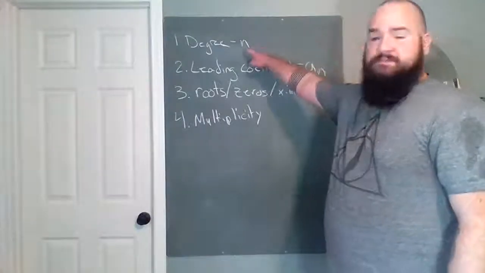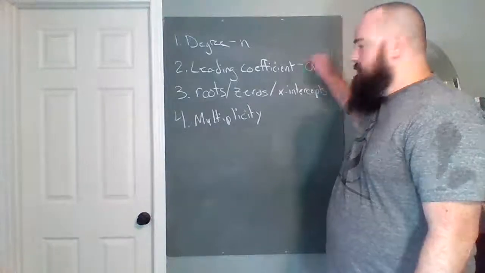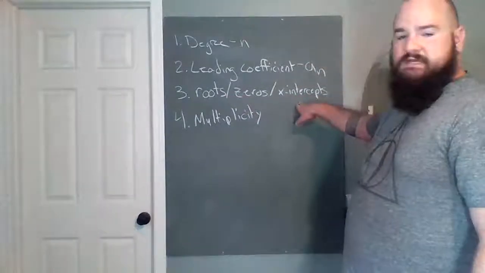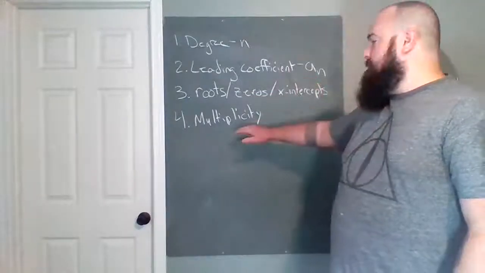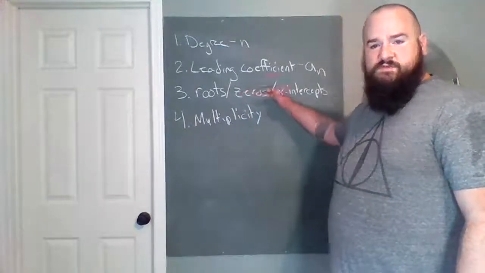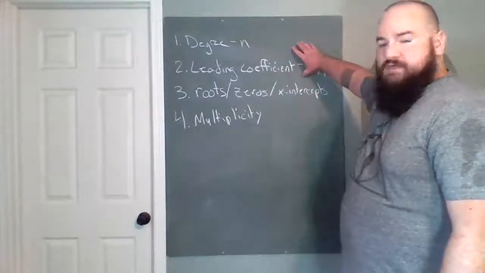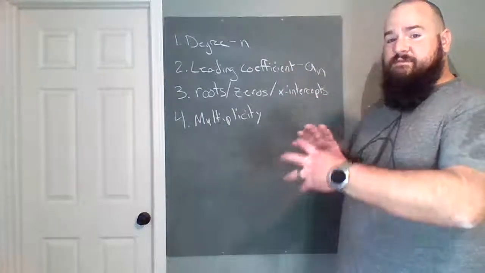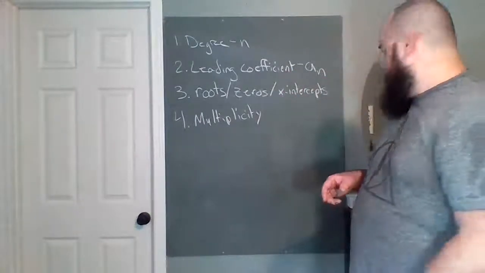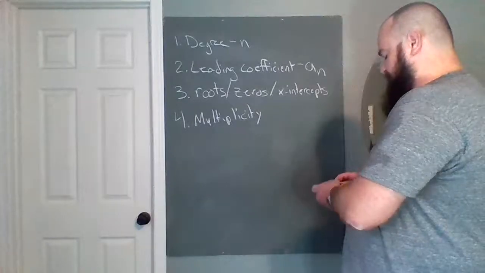The degree, which is simply n. The leading coefficient, which is a sub n. We need to know the roots, zeros, and x-intercepts, which are all the same thing. And we need to know the multiplicity of each of those roots. These 2 things combine to tell us something, and these 2 things combine to tell us something. They each tell us a different aspect of this polynomial. And so those are going to be really helpful when we're working with these functions and trying to graph them.